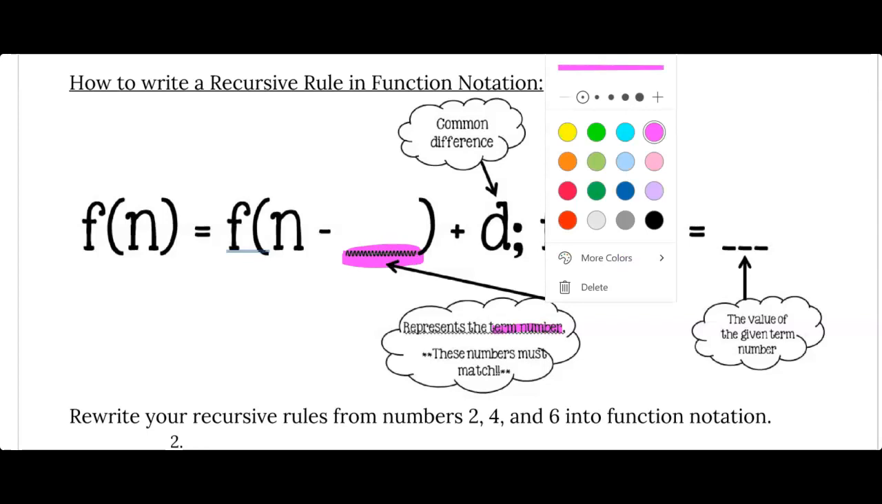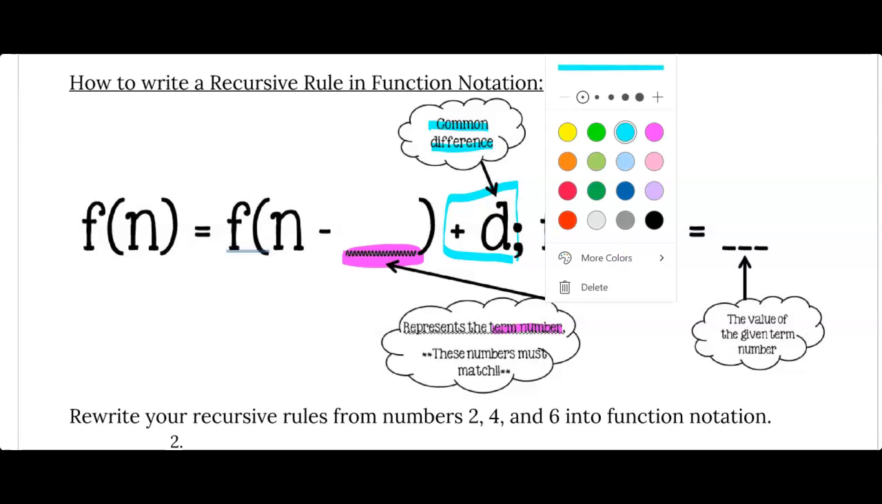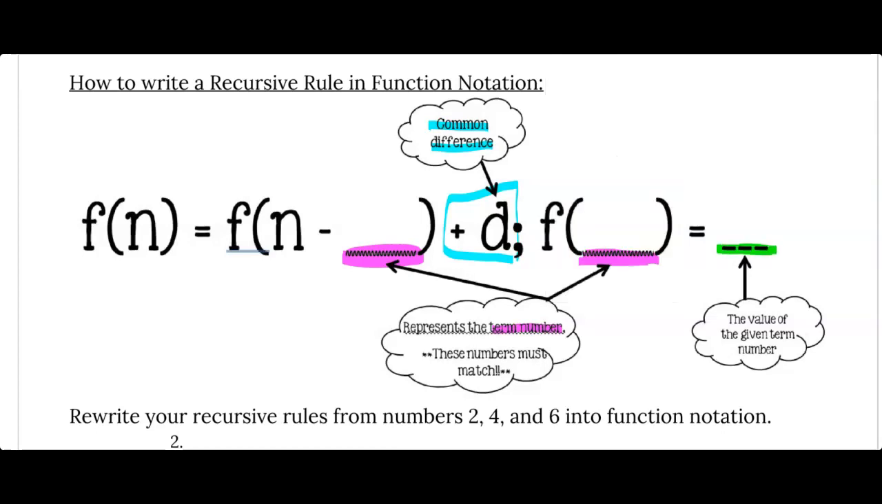Your D, just like yesterday, is your common difference. How is your function, how is your relation changing? And so you'll just put plus, or really you could also put minus D. This number here, the last blank, will be whatever the first term was. So whatever was the first thing in your list or your table or your graph will always go at that last piece. It's the actual value of the term number.